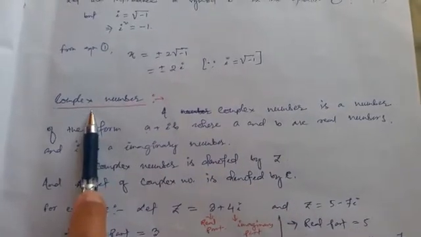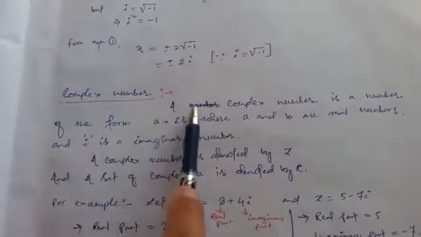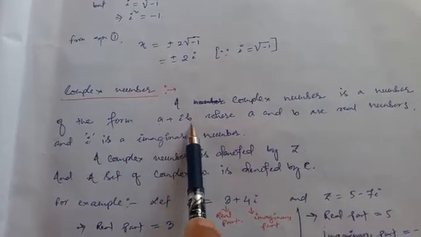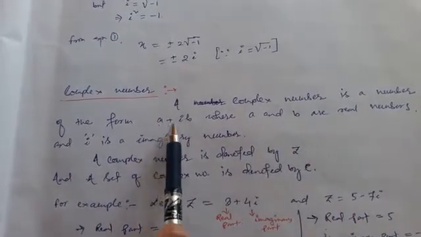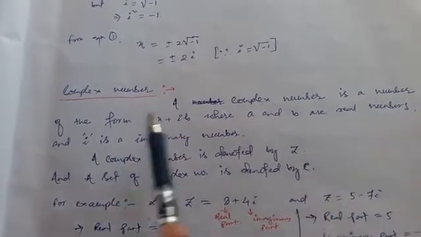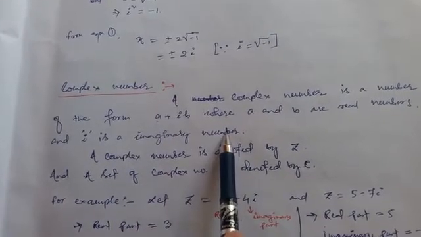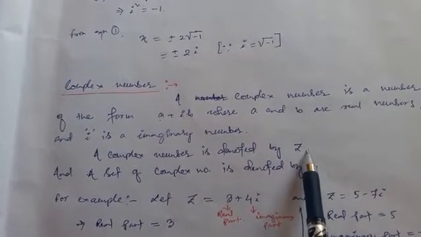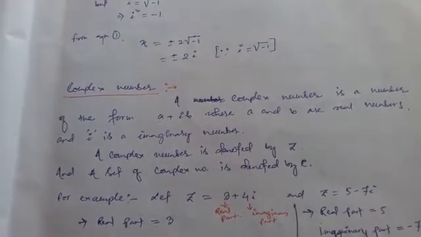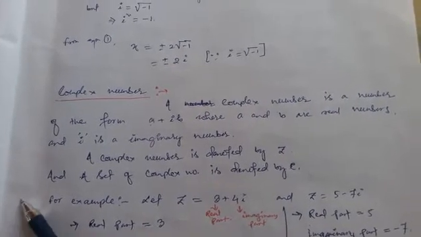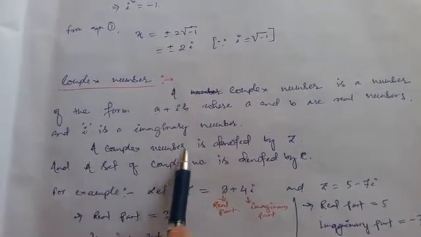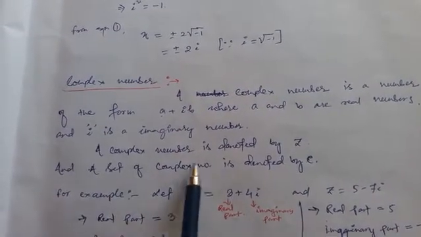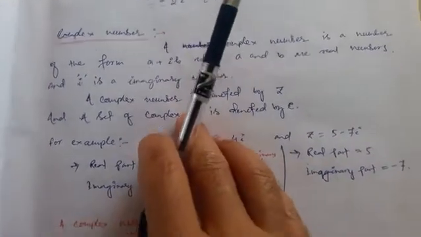Now let me define a complex number. A complex number is a number of the form a plus ib, where a and b are real numbers and i is the imaginary number. A complex number is denoted by z. During class 10, the real number set is denoted by capital R. Like that, a complex number is denoted by z, and the set of complex numbers is denoted by C.